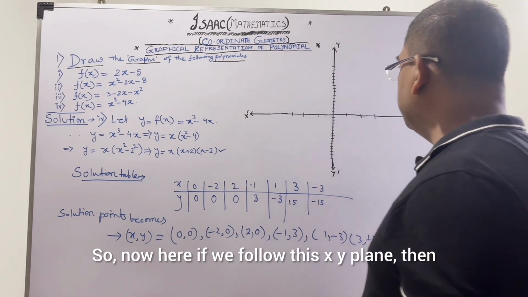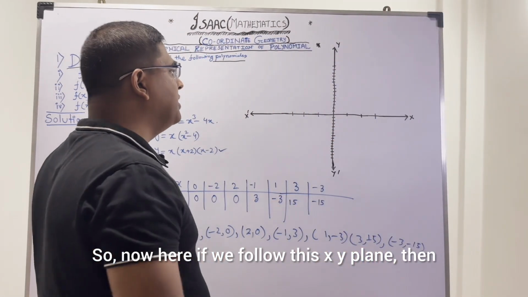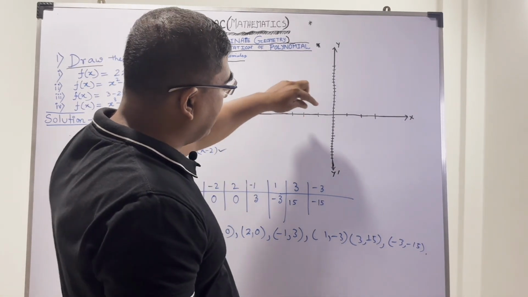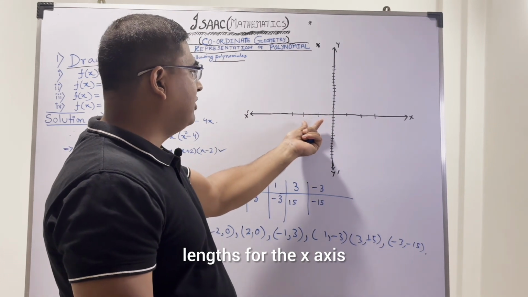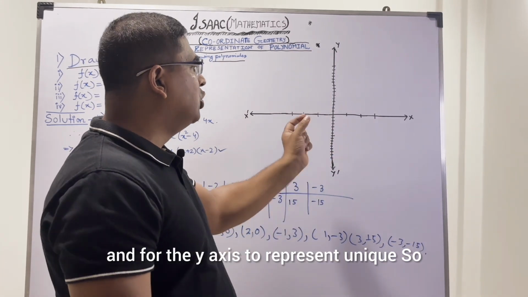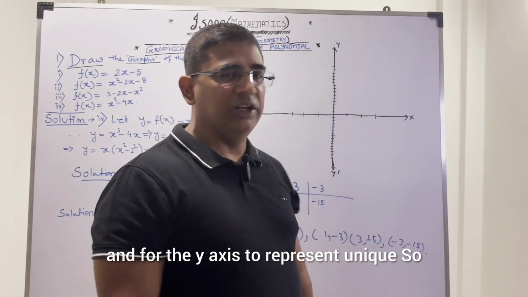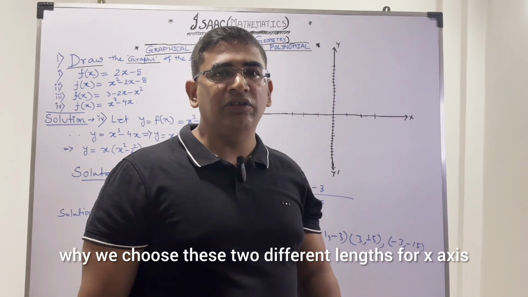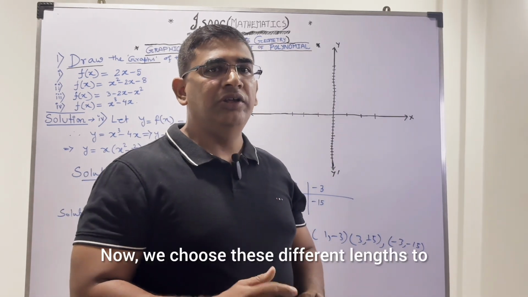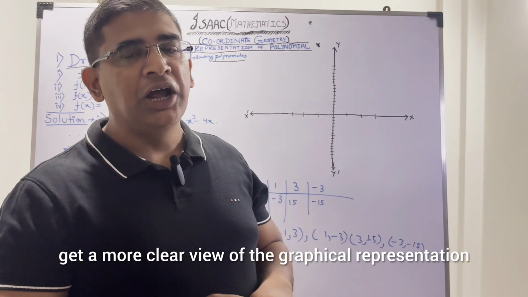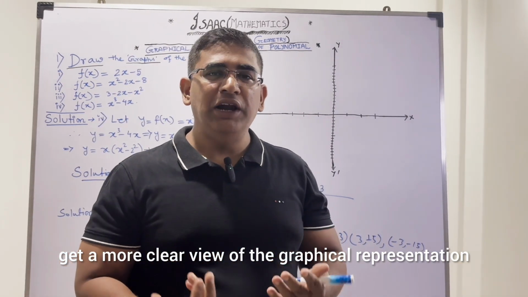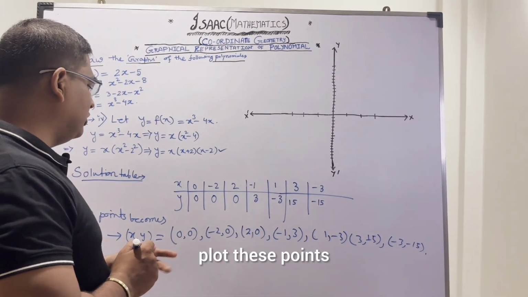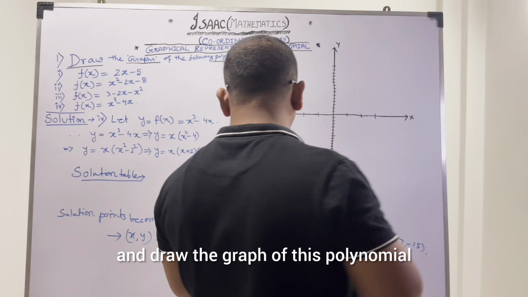Okay, so now here if we follow this xy plane, then we take different lengths for the x-axis and for the y-axis to represent unit distances. Why do we choose these two different lengths for the x-axis and the y-axis? We choose these different lengths to get a more clear view of the graphical representation of this cubic polynomial. So let us plot these points and draw the graph of this polynomial.